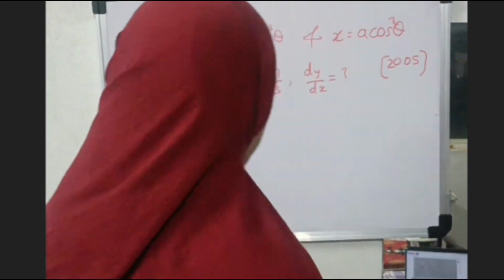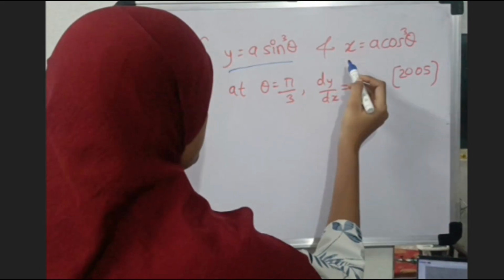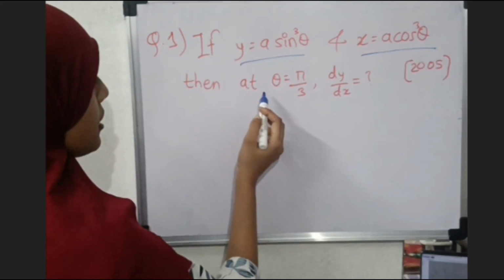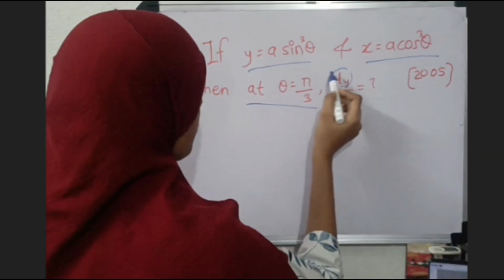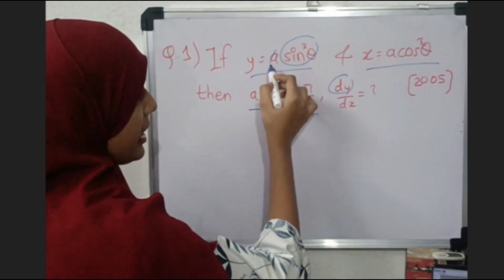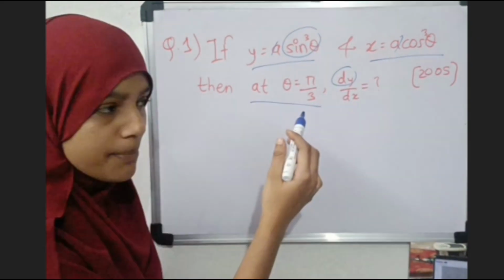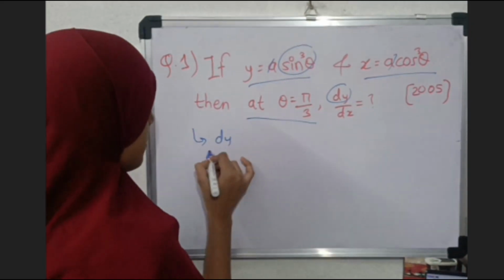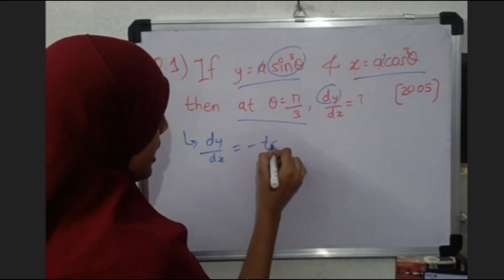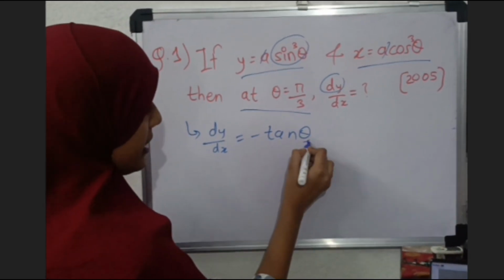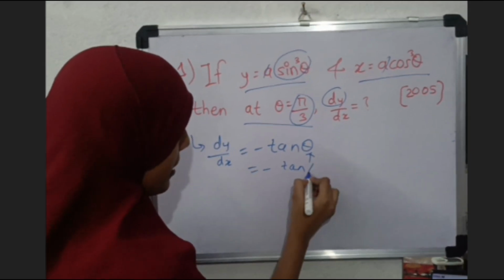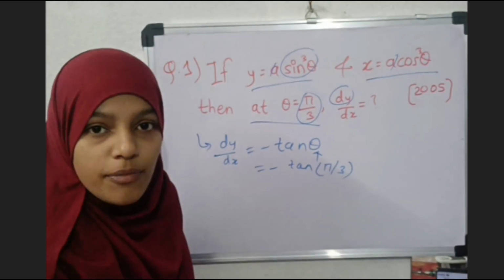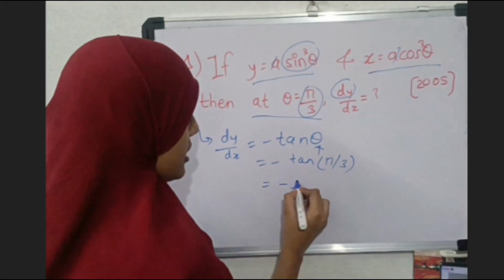Move towards our next question. If y is equal to a sin cube theta and x is equal to a cos cube theta, at theta equals pi by 3, we have to find dy by dx. Here what is y? Sin. It means a will get cancelled. If we have sin in the upper side, our dy by dx will be minus tan theta. We have to put the value of theta as pi by 3. It will be minus tan of pi by 3. We know the value of tan pi by 3 is root 3. So our answer will be minus root 3.